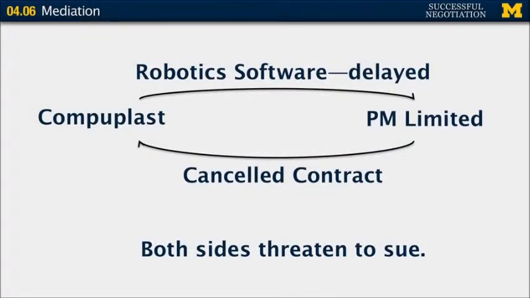So now we're ready to look at the video, and let me give you a little bit of background information about the video. This is a dispute between a company called Compuplast and PM Limited. Basically, Compuplast has agreed to provide robotic software to PM Limited. However, it looks like the delivery date will be delayed. And PM Limited is very upset because PM Limited produces door handles for the auto industry, and if they don't get this robotic software, they're going to lose a lot of business. So they cancel their contract with Compuplast, and both sides have threatened to sue.